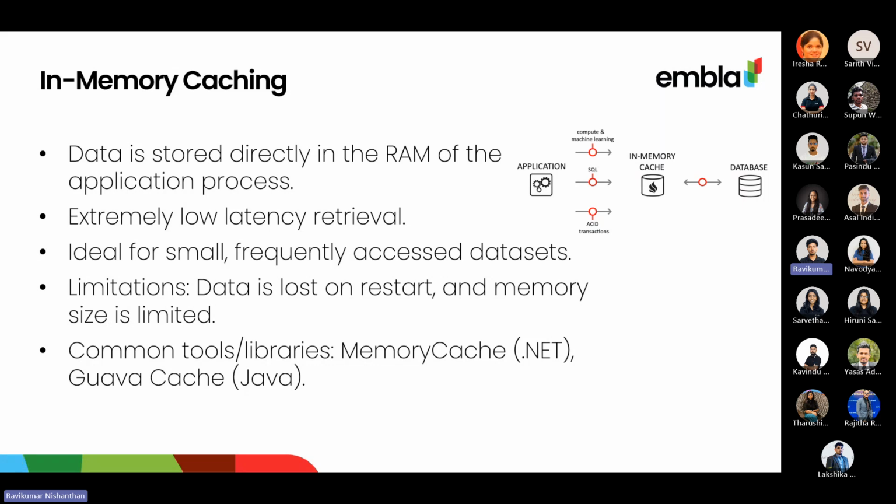Some common tools for in-memory caching include MemoryCache in .NET, and for Java there is Guava Cache. Most programming languages have similar built-in or third-party libraries, so it's usually easy to implement. In short, in-memory caching is extremely fast and perfect for small and frequently accessed data sets, but not suitable for very long term or very large scale storage.